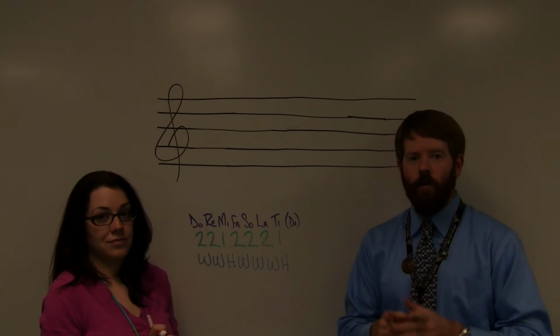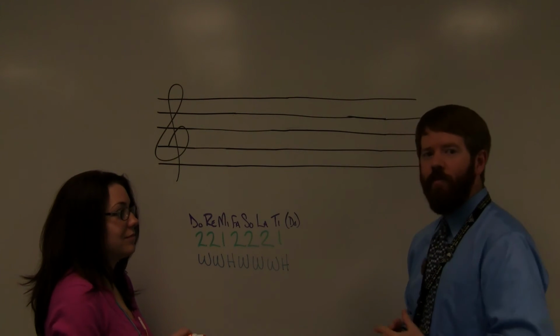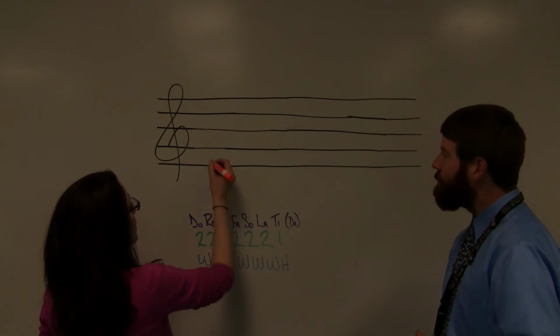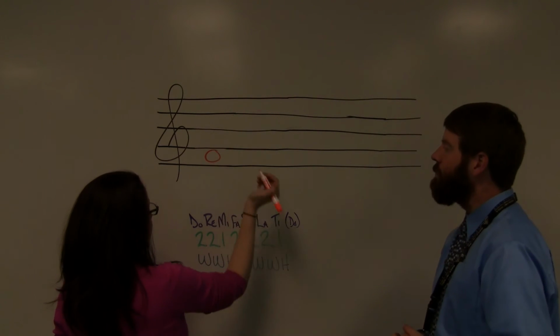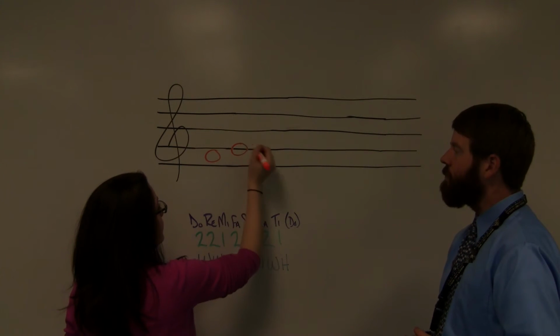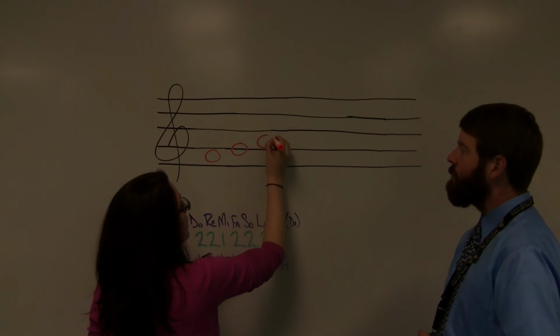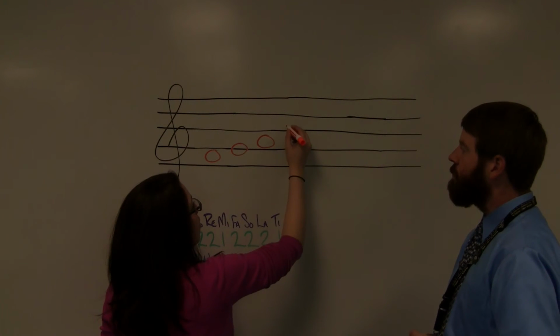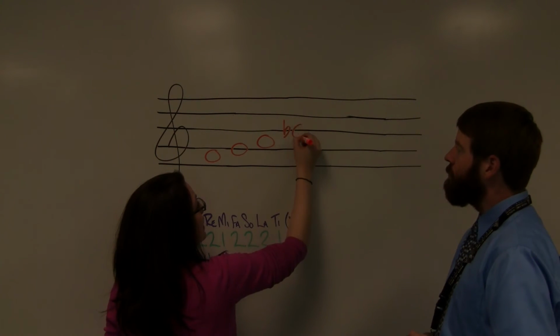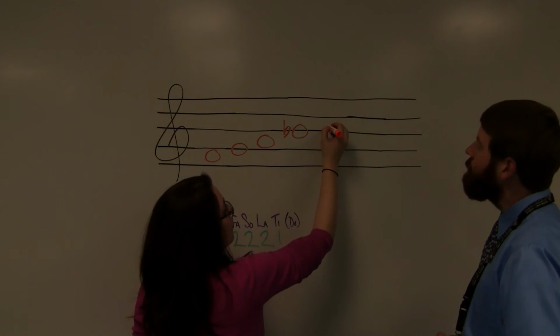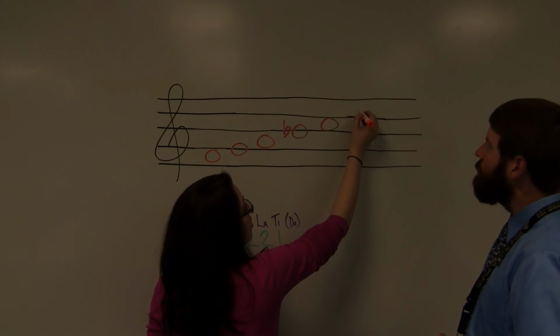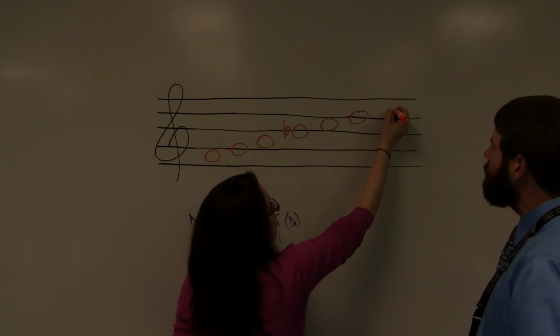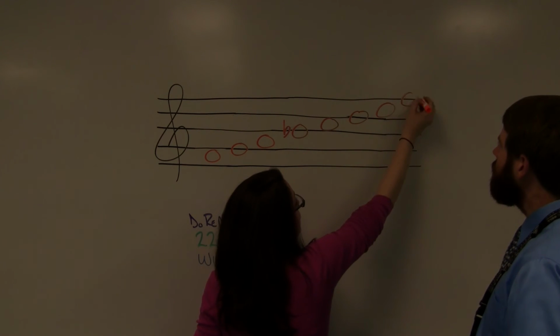One more major scale for you. This one is going to be F major. So we start with F, go up a whole step to G, up another whole step to A. We're going to go up a half step to B flat, go up a whole step to C, whole step to D, whole step to E, and a half step to F.